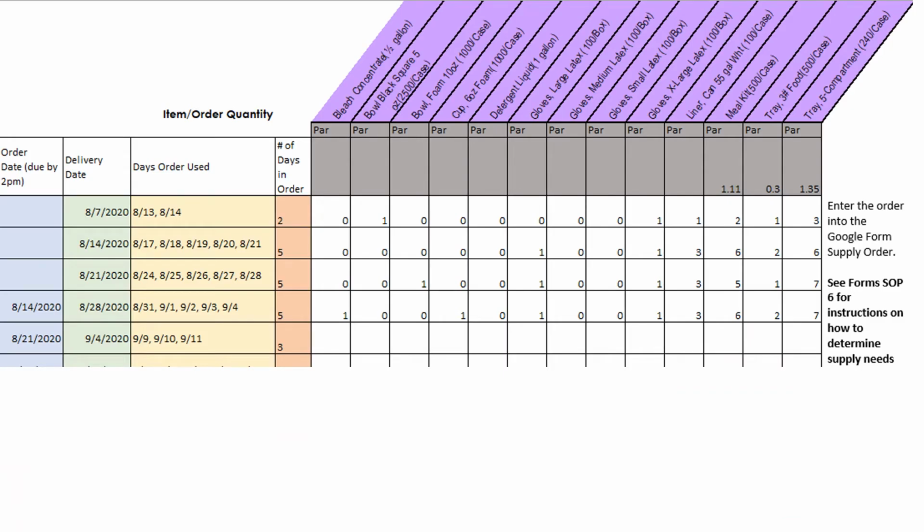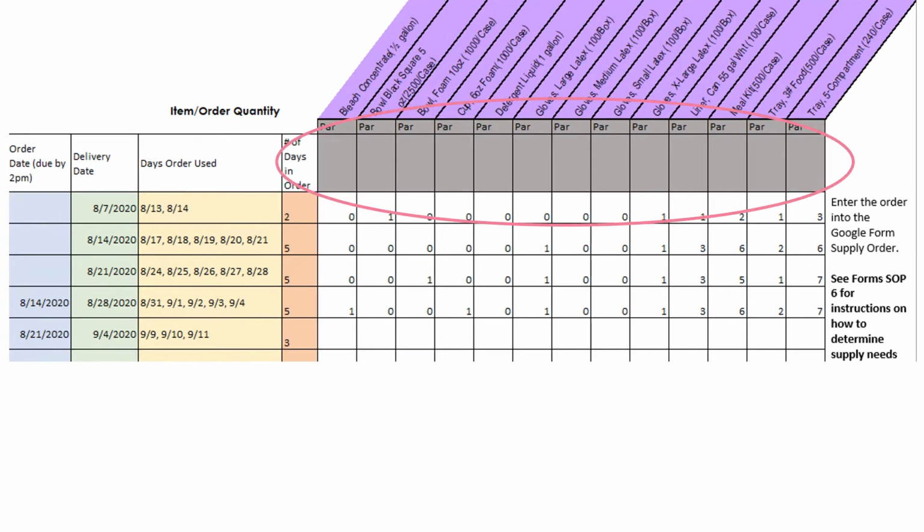Now, since we discussed what each item on the form is and how it will be used, let's talk about how to complete an order. The first step in determining what you need to order is to determine your PAR level. This is the amount you need to order each day or each week. Make notes in this section for yourself and for your coworkers.